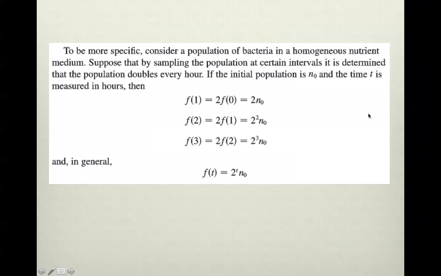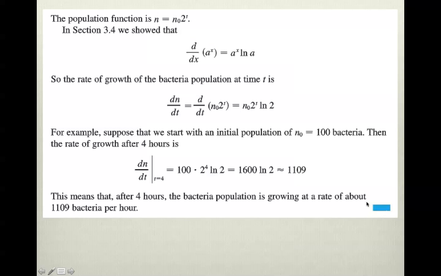To be more specific, consider a population of bacteria in a homogeneous nutrient medium. Suppose that by sampling the population at certain intervals, it is determined that the population doubles every hour. So f of 1 is 2 times f of 0, f of 2 is 2 times f of 1, and so on, 2 squared, 2 cubed. In general, f of t equals 2 to the t times n naught, where n naught is the initial population. The population function is n equals n naught times 2 to the t.